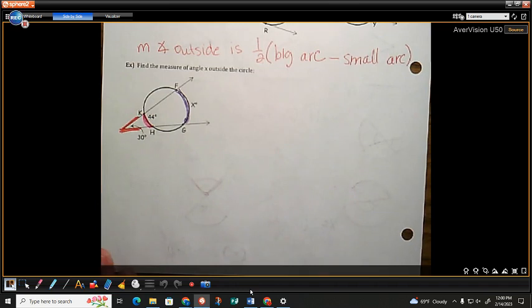It'll be FG. Half this one. See? Yeah. So it equals X.